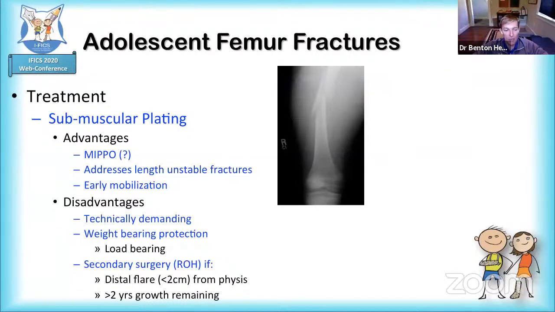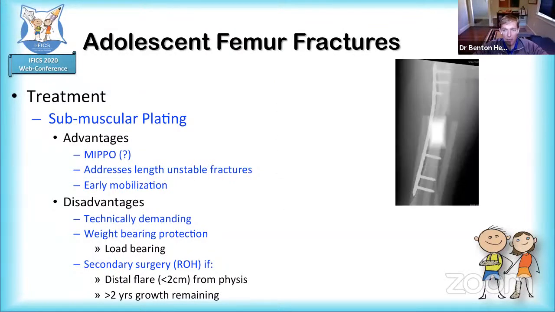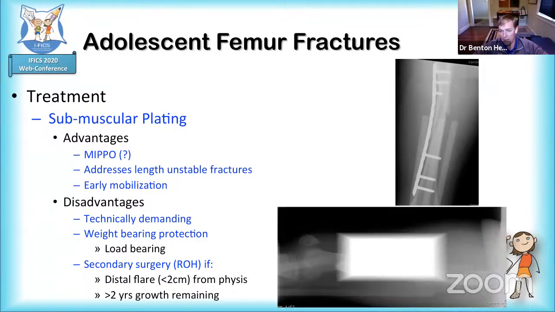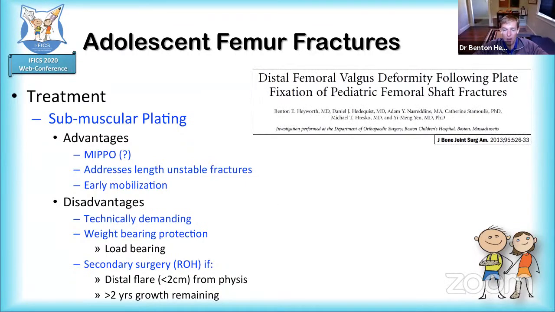There also may be a role for secondary surgery. We'll talk about that in a minute. So here's an example of a submuscular plate placed distally for a length unstable fracture. This patient's a little bit younger, closer to the upper limits of that middle age group, but you can see even a little bit of angulation in the sagittal plane can do well.